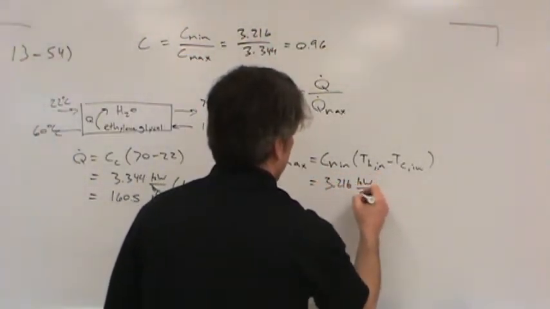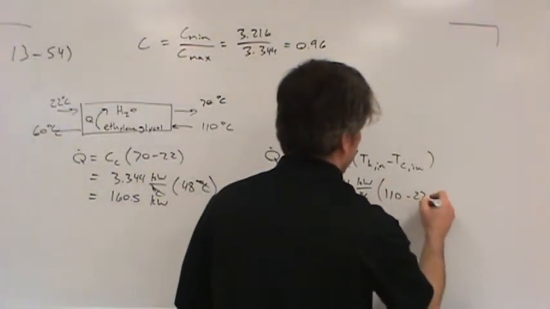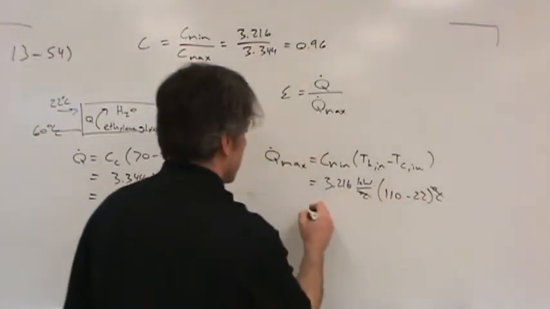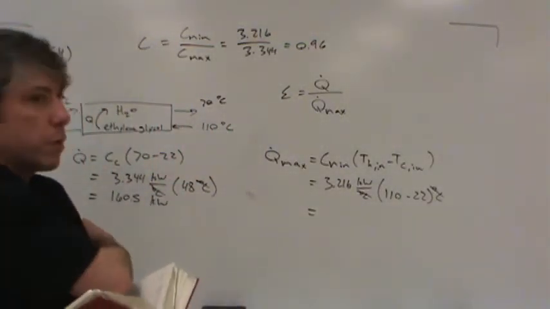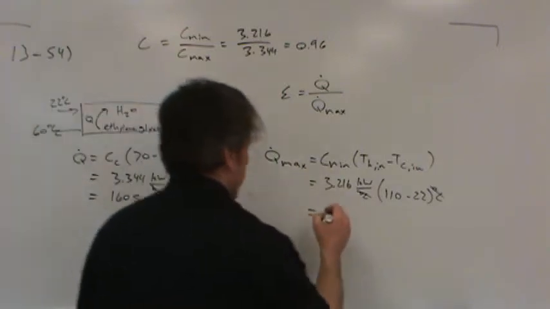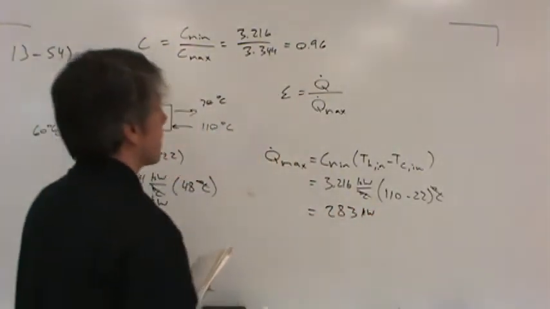Now to do that, Cmin is 3.216 kilowatts per degree Celsius. The temperature of the hot stream in is 110, temperature of the cold stream in is 22, these are degrees Celsius. So now calculate the maximum heat transfer rate for me if you would please. 283? Thanks. So 283 kilowatts is the maximum heat transfer rate.